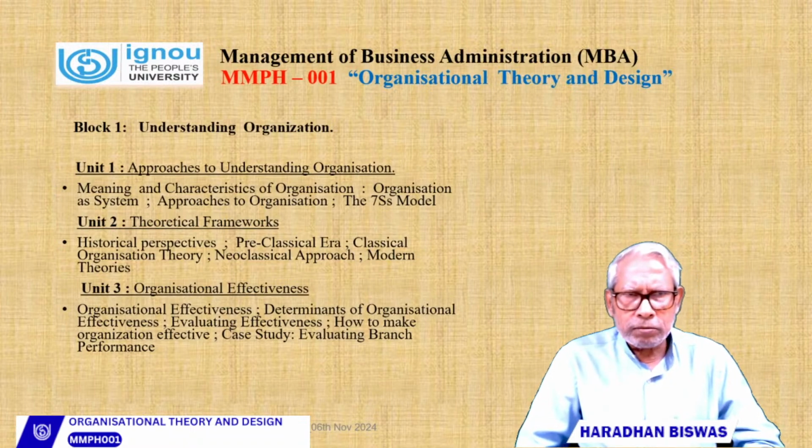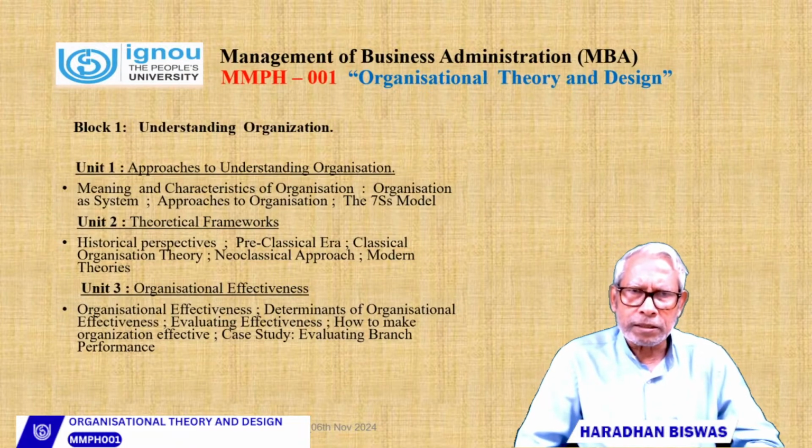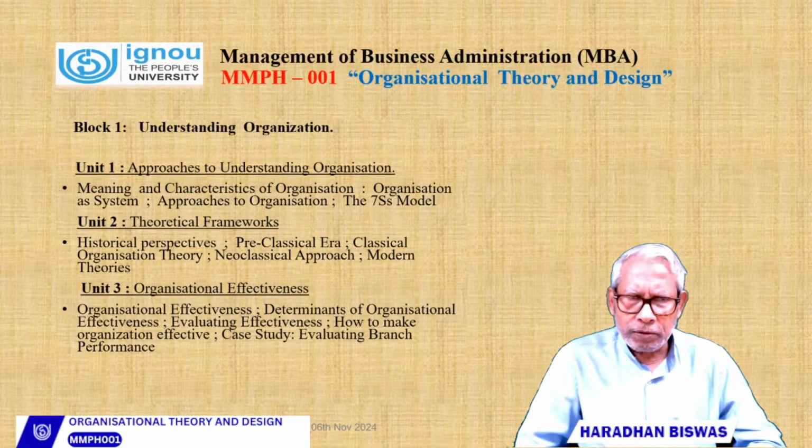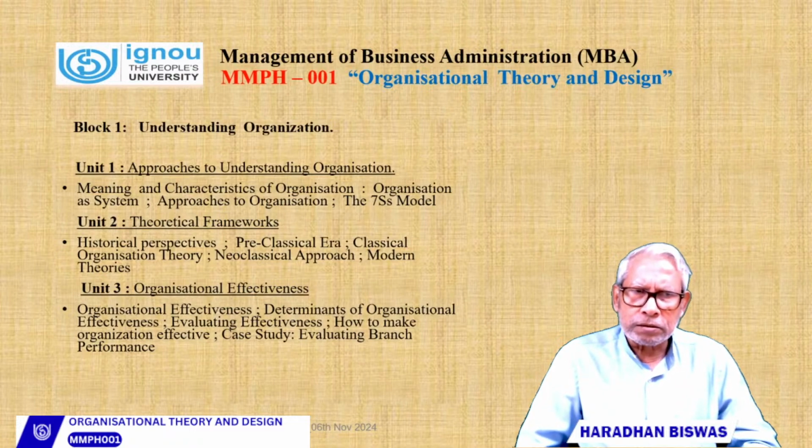Then unit number 2, the theoretical frameworks, where we have to discuss some historical perspectives, the pre-classical era, classical organizational theories, then neoclassical approaches, modern theories. That part is unit number 2. And unit 3 is organizational effectiveness, how to create effective organizations. Then what are the determinants of organizational effectiveness, evaluation of the effectiveness, and how to make organizations effective. Then different case studies, then evaluating the branch performance, etc.